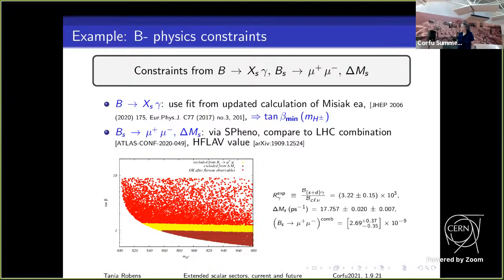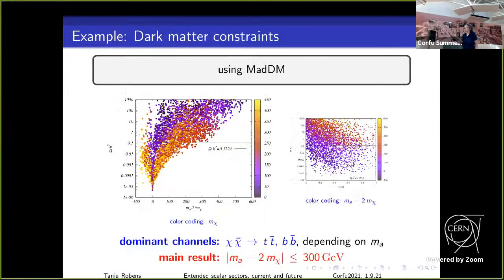This is all allowed, and then this contour here comes from B to X_s gamma. This is relatively new, a year old or so: there has been an update on this calculation from Nikolai and Matthias and collaborators, saying that the lower bound for the charged mass in the two-Higgs-doublet model type 2 is around 800 GeV. I think this has important consequences not only for my investigation, but for anyone who looks at type 2, because it will push the lower scale for any of the scalars to a higher value due to interplay with electroweak precision constraints.